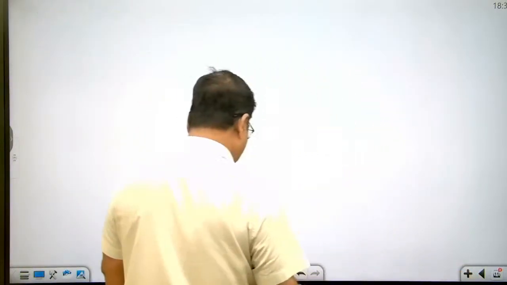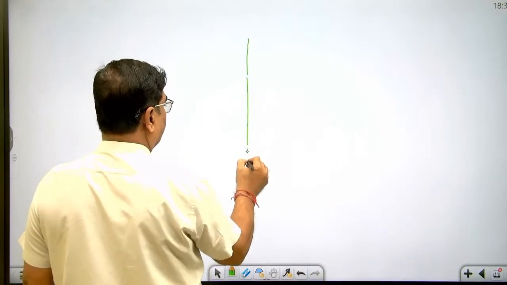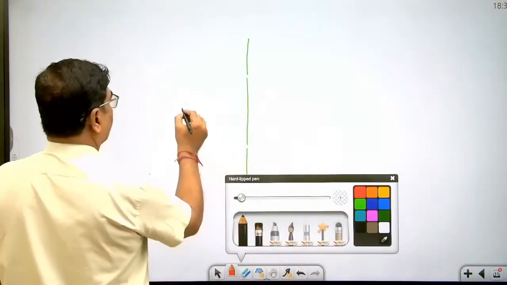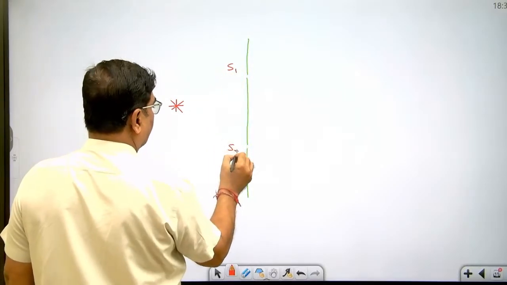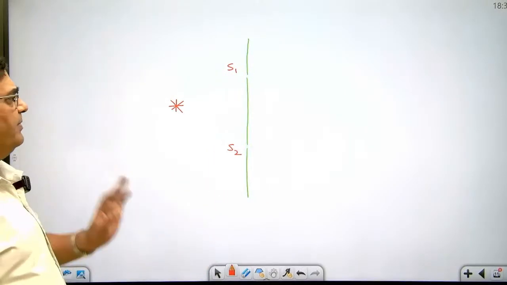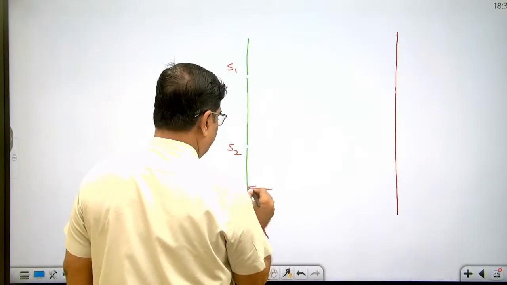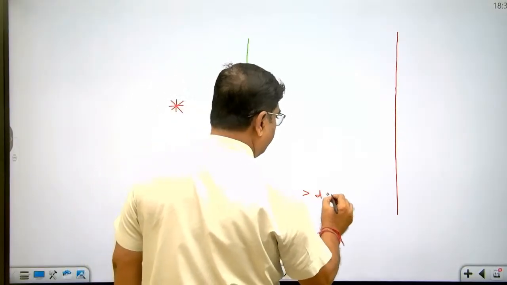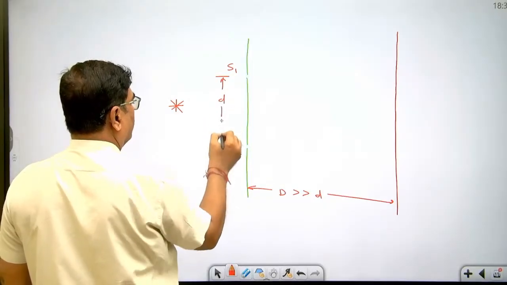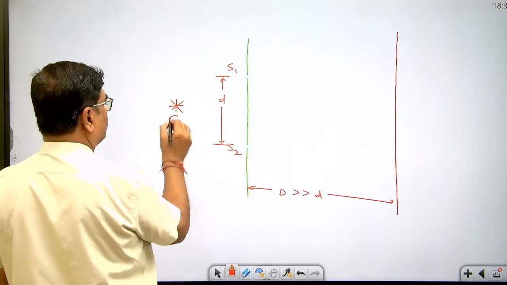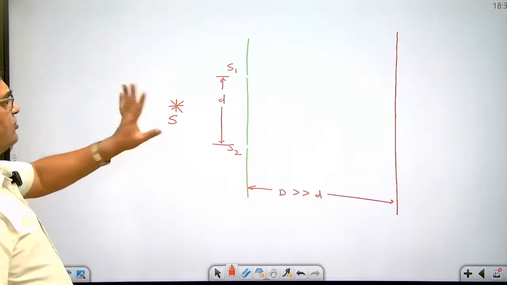Now let's see the experimental setup. In the YDSE experiment, the main source of light is a monochromatic source, and S1 and S2 are coherent sources which are obtained by the division of wavefront method. And this is the screen which is located at distance D, which is quite large in comparison to the separation between the coherent sources. This is the main coherent source. This is the monochromatic source of light. Okay. Initial path difference in the experiment was 0. SS2 minus SS1 is 0.